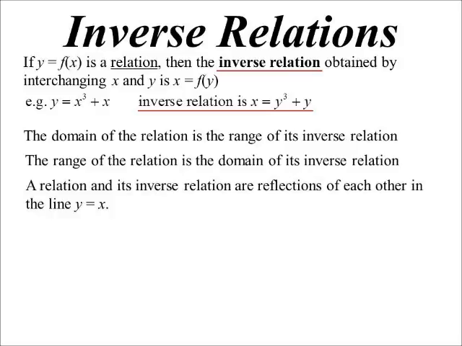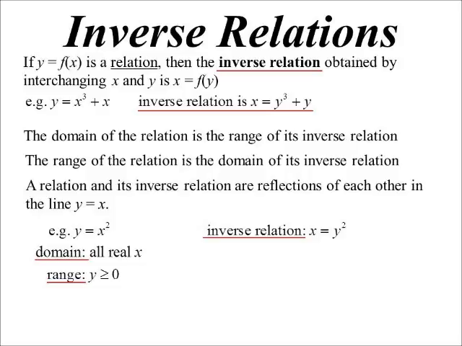If you were to draw both of them on a graph, they would be reflections of each other in the line y equals x. So y equals x squared, our parabola, its domain is all real x, and its range is y greater than or equal to 0. Its inverse would be x equals y squared, and the domain of that is x greater than or equal to 0, and the range is all real y. So they swap around. If you were to draw both of those, and hopefully if you use a little bit of imagination, you see they reflect in y equals x.